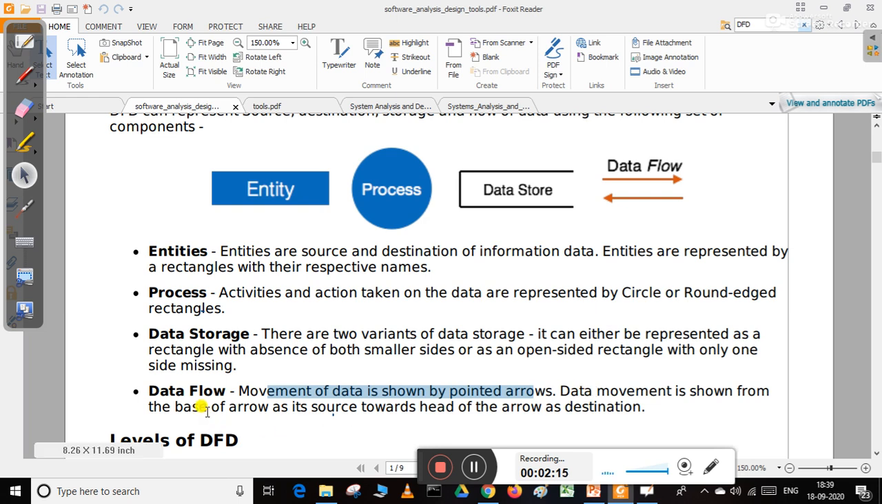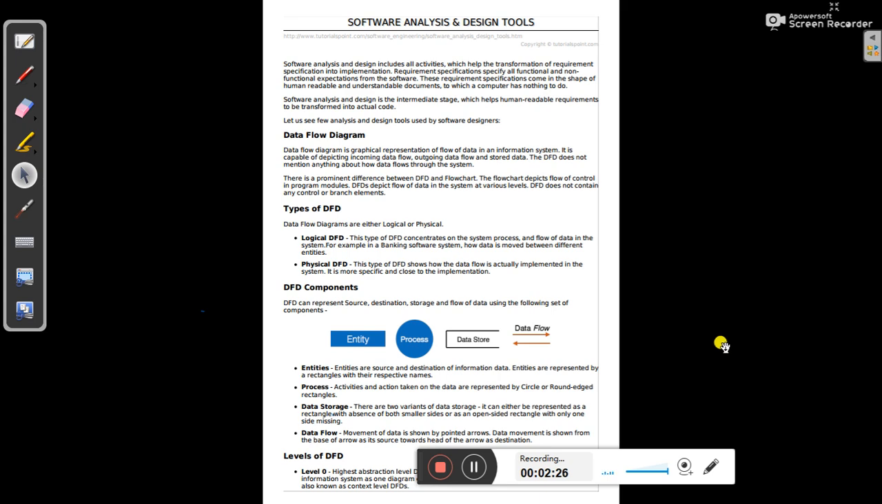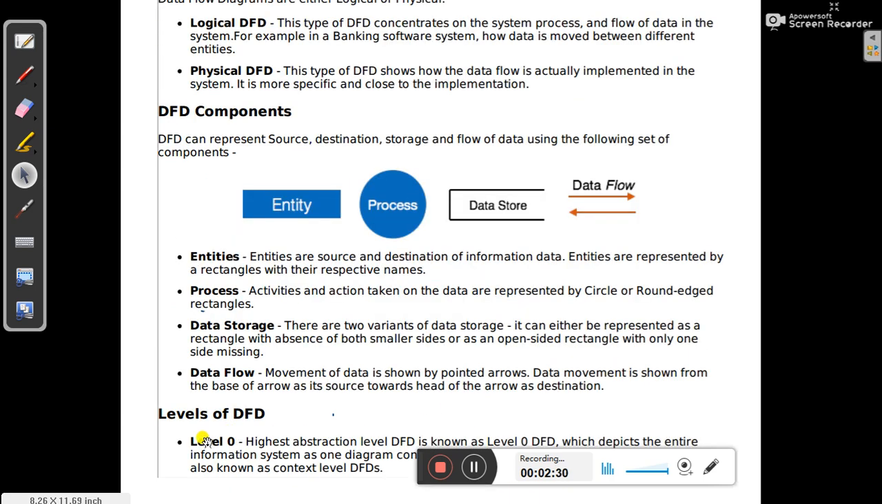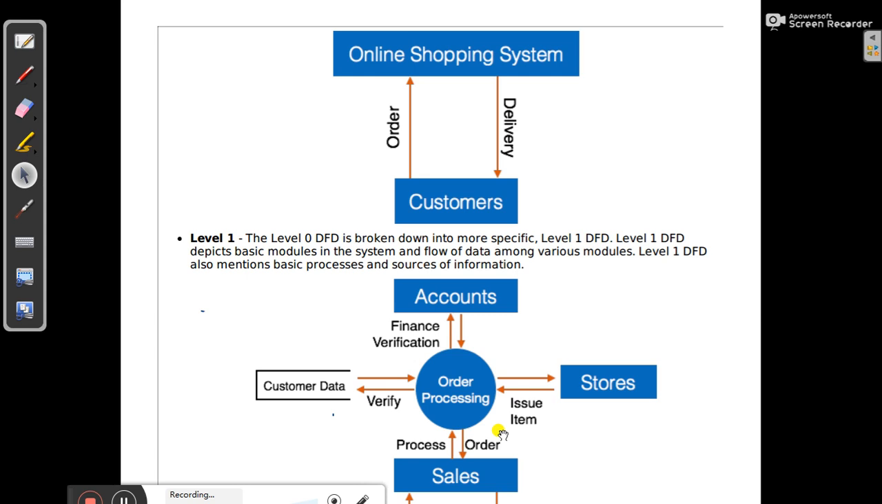And there is data flow. Movement of data is shown by pointed arrows. Data movement is shown from the base of the arrow as its source and towards the head of the arrow as destination. So try to remember this. And to depict the DFD, there will be various levels. The first level is level 0. In level 0, the highest abstraction level DFD is known.